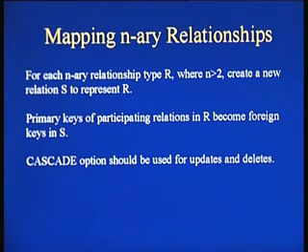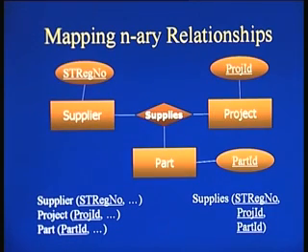What happens if one of the relations in an n-ary relationship type is a weak entity type? That is, let us say part is a weak entity type. There is no existence for part unless it is associated with a supplier supplying it to some project. In that case, we have to first identify the entity type which gives an existence to part.